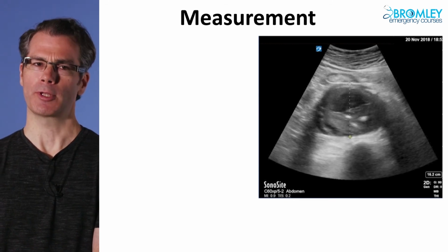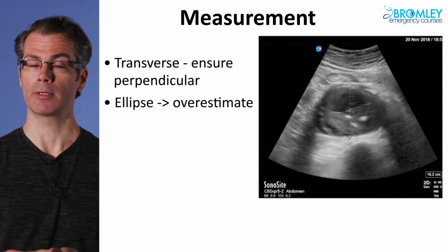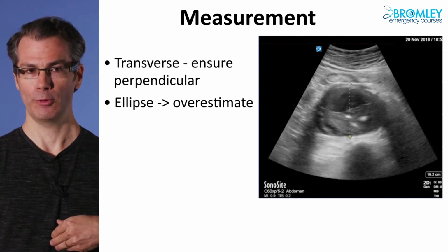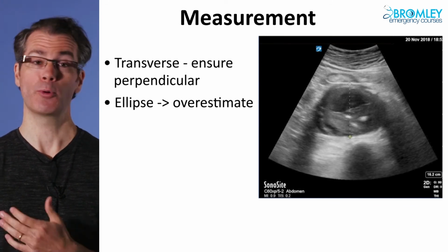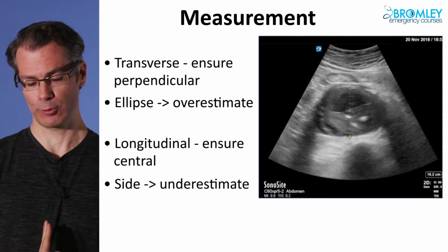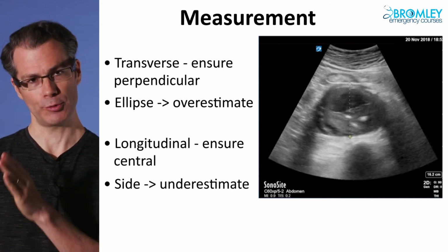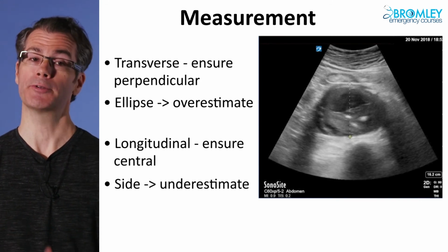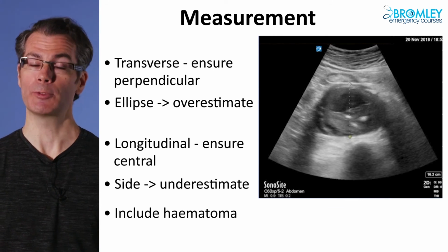How do we measure the aorta? Well, in transverse, first make sure that you're perpendicular to the vessel. If your beam is at an angle, you'll get an ellipse rather than a circle, and this will overestimate the diameter. If you're in long axis, make sure you're scanning through the middle of the vessel. If you scan to the side, you'll just be measuring the edge, and so you'll underestimate its diameter. And finally, include any hematoma in your measurement.